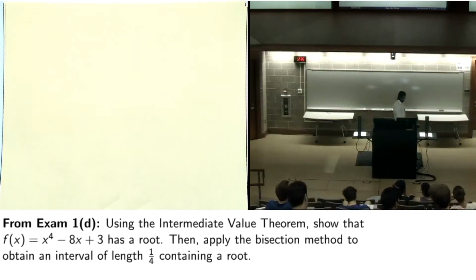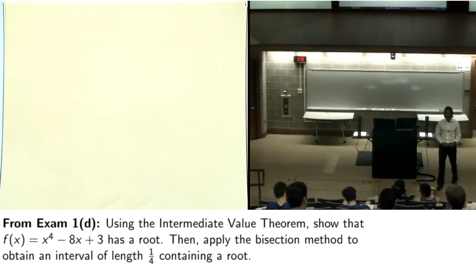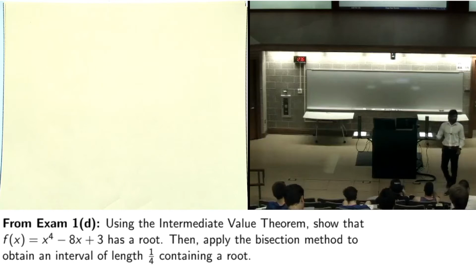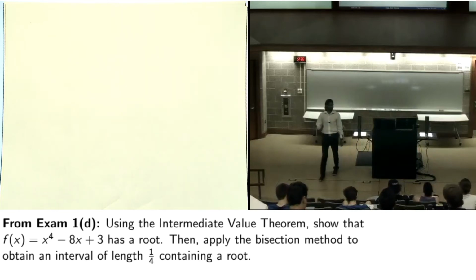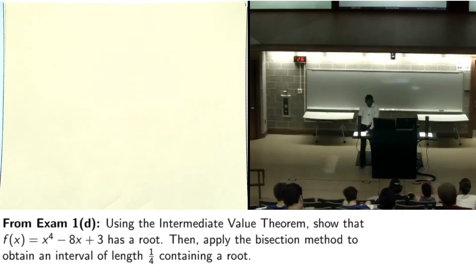Next is to use the intermediate value theorem. What is the intermediate value theorem? Use the intermediate value theorem to show that this equation has a root. It's very difficult to compute the root of this equation because it's a fourth degree equation. If you have a quadratic equation, it's easier to compute. If you have a cubic equation, you need a calculator. If you have a fourth degree equation, you need a computer. But today we're going to compute the root of the fourth degree equation without using the calculator.